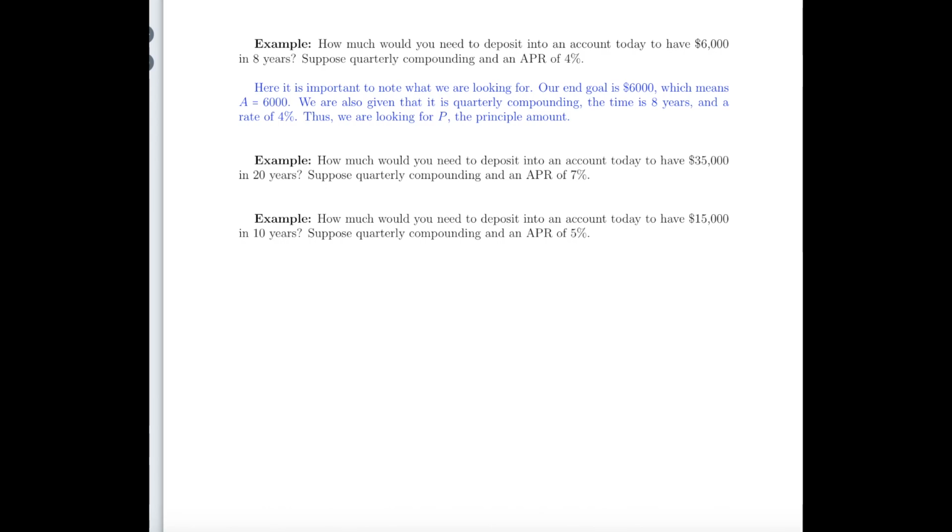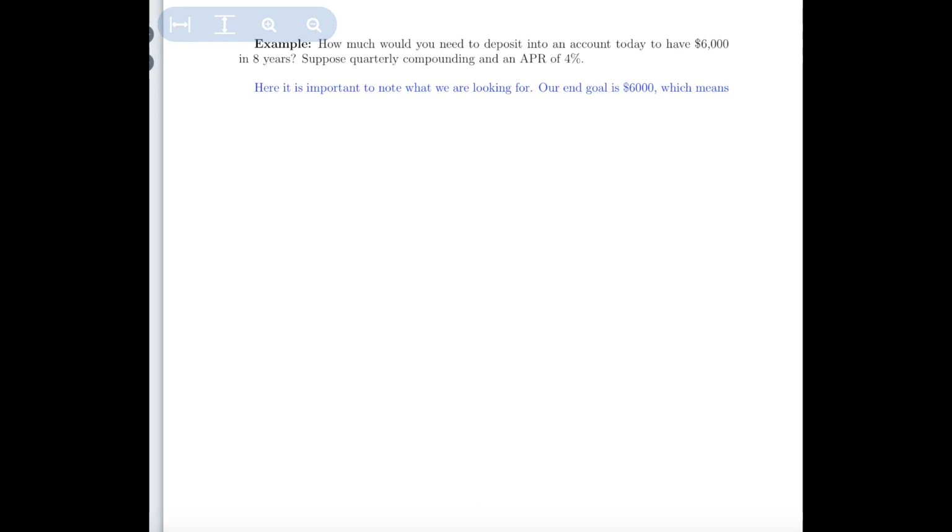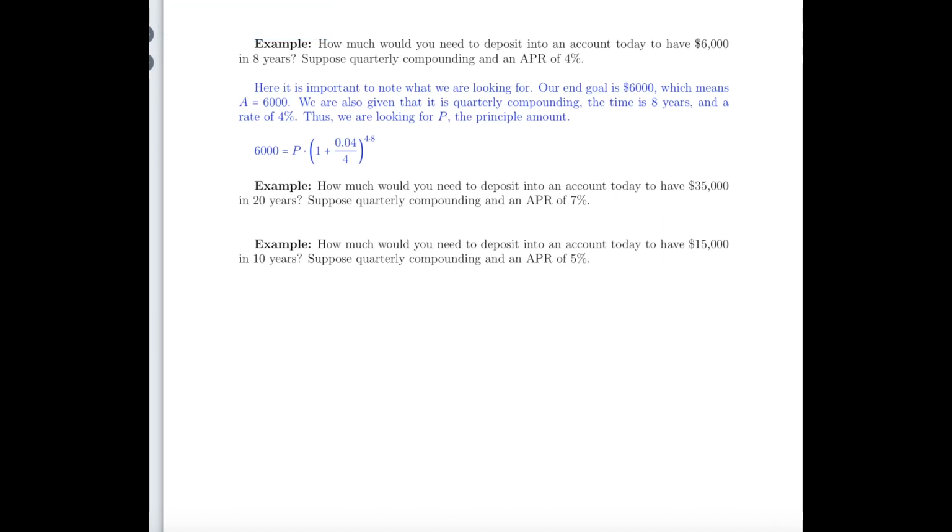So instead of having A equals, we're going to have 6,000 equals, because we're not looking for A anymore. We're looking for the principal amount. We're looking for what we need to initially invest today in order to gain this $6,000 that we apparently need for some reason.